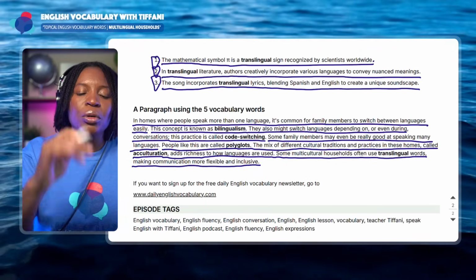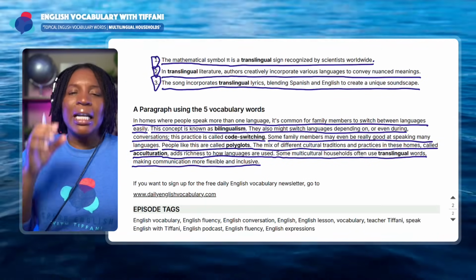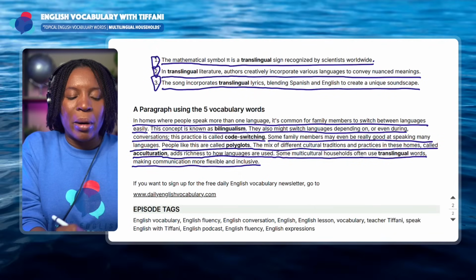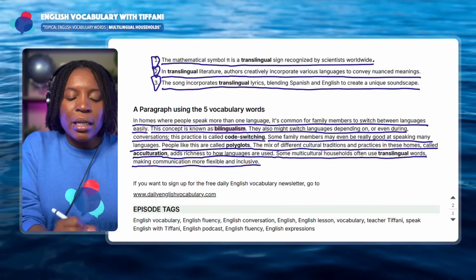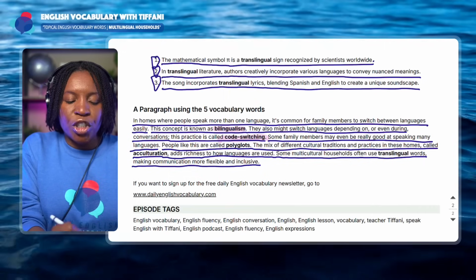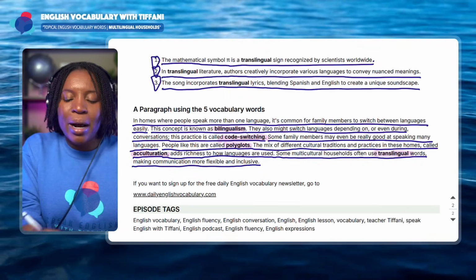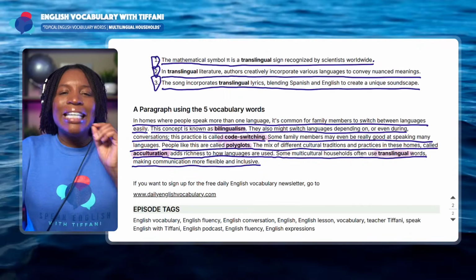That was a natural English paragraph. A natural paragraph that used the 5 words we spoke about today: bilingualism, code switching, polyglots, acculturation, and translingual. Now you'll be able to speak English confidently and fluently about multilingual households. This is my goal, to continue helping you improve your English vocabulary.